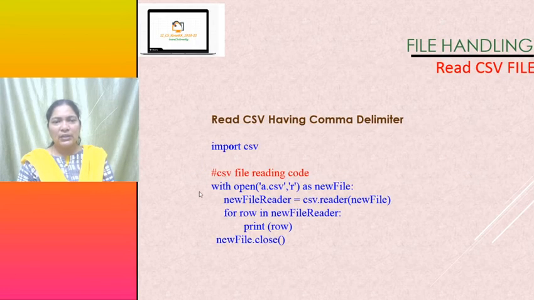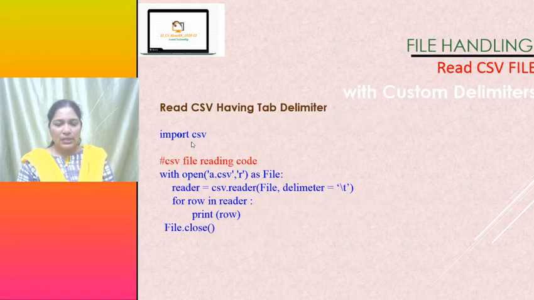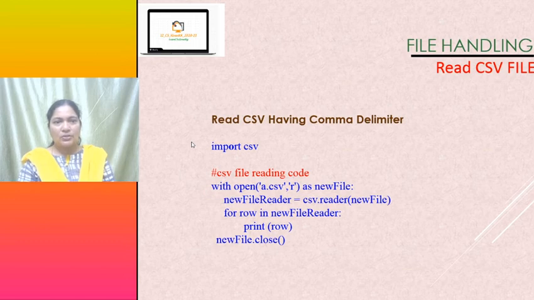Now let's proceed. See how to read a CSV having a comma delimiter. Writing and reading operations in a text file are very easy, right? First of all, we have to import the csv module for handling any CSV operations, either read or write. So first we have imported csv. Then open the CSV file, the one from which you want to read: with open a.csv in read mode as new file.